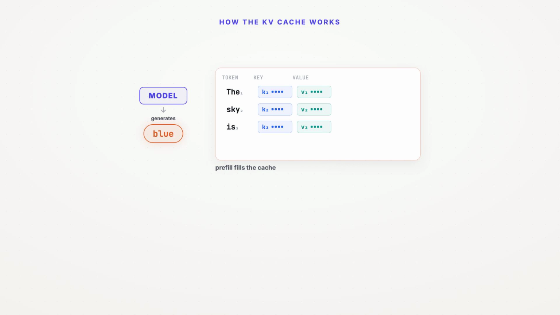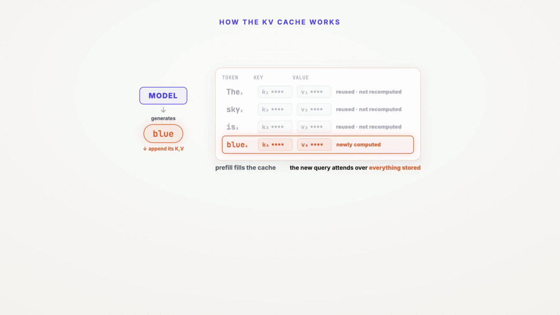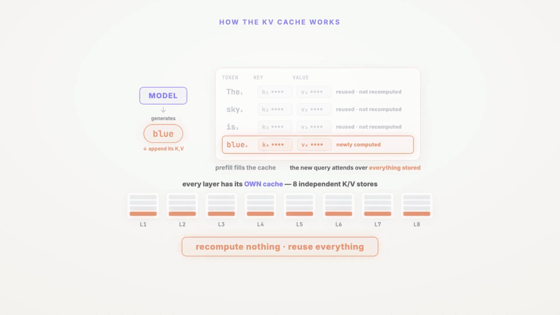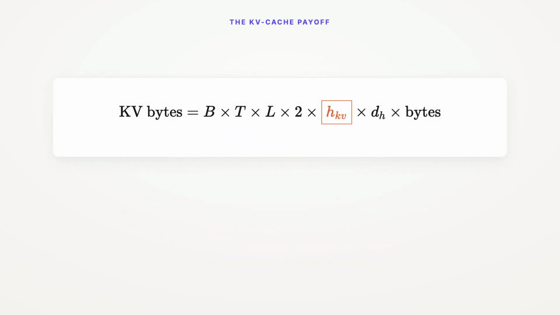For the next step, it does not recompute keys and values for the whole prompt. It computes them only for blue, appends them to the cache, and the new query attends over everything stored. Each layer keeps its own cache because each layer has its own key and value weights. Recompute nothing, reuse everything. And here's the payoff from grouped query attention.